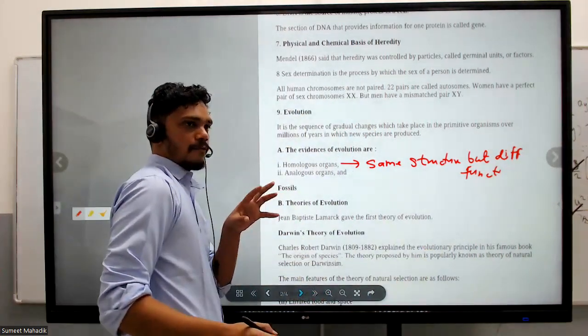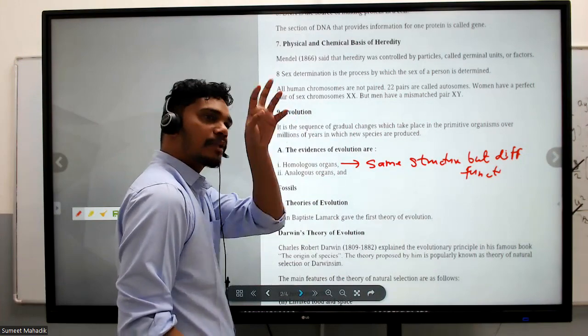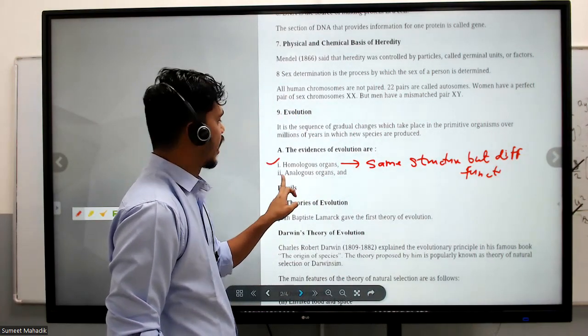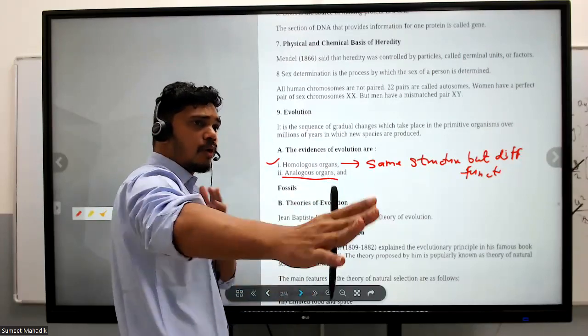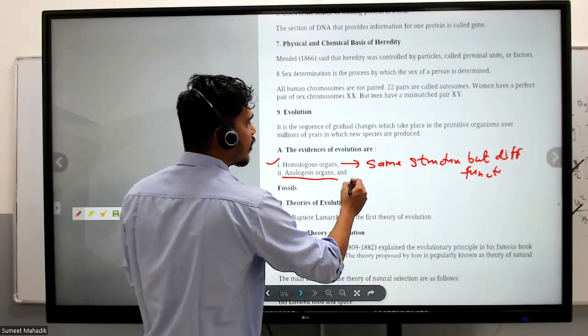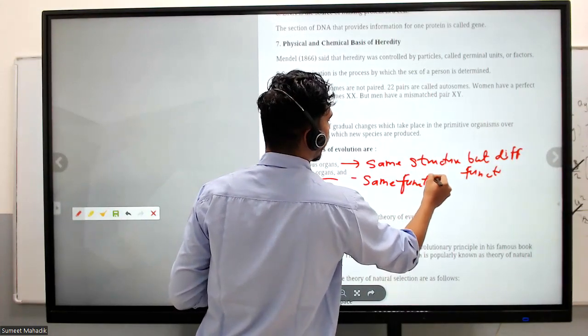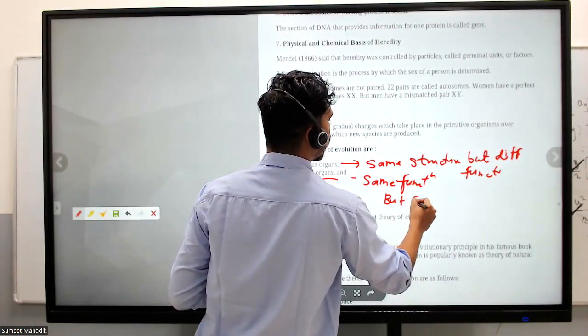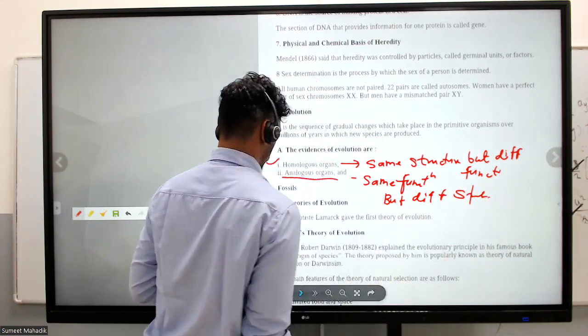Like frog forelimb and human forelimb. Different functions are there, but the structure will be the same. They are homologous. Analogous means what? A bat and a bird. Forelimbs are for flying. So they have the same function, but different structure. Okay, that's okay.